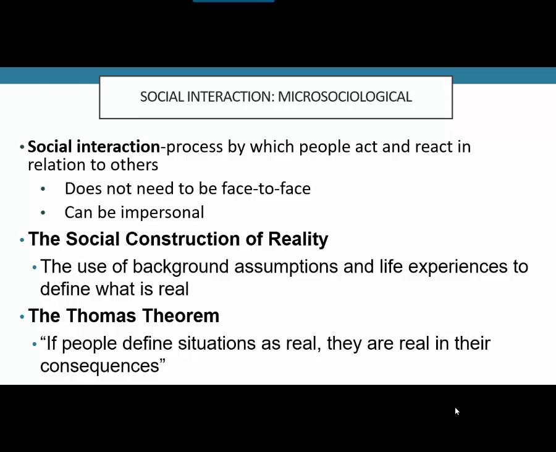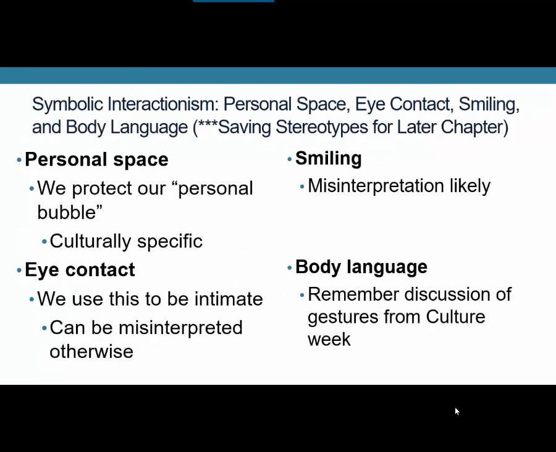And so keeping that in mind, when we think about what symbolic interactionists study, your book talks about 5 different elements. I'm going to talk about 4 right now. We're going to save stereotypes for a later chapter discussion. First of all, personal space. This is culturally specific. Americans have a very high expectation of personal space, and symbolic interactionists study how people establish, guard, maintain their personal space, their personal bubble.